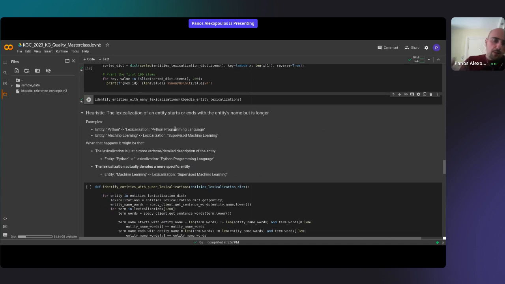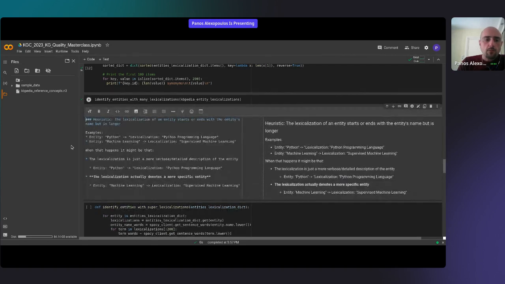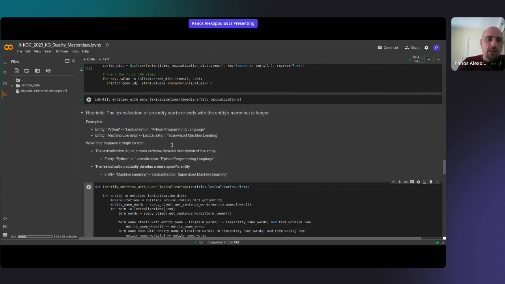Now, let's move to a slightly more complex heuristic. This heuristic says that it's suspicious when the lexicalization of an entity starts or ends with the entity's name but is longer. For example, we may have the entity with the name Python, and as a synonym, we also use Python programming language. This is legitimate, right?